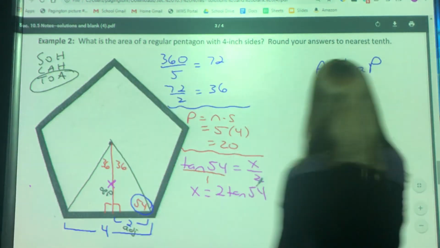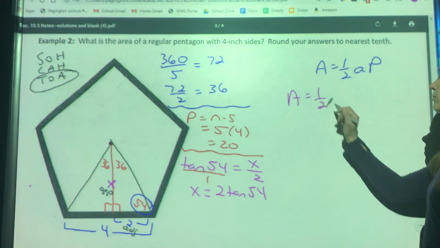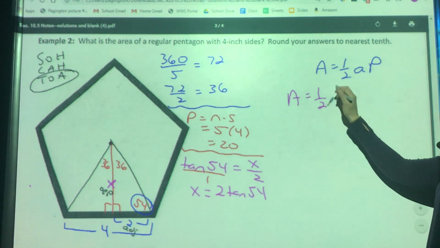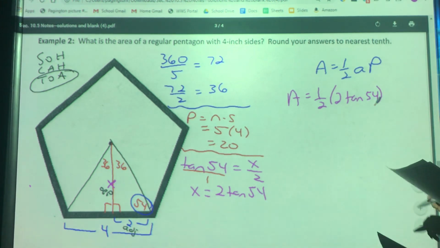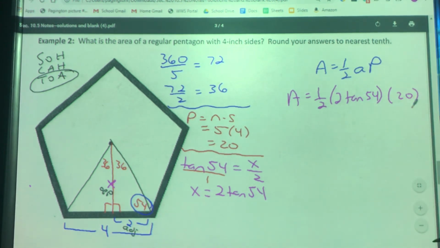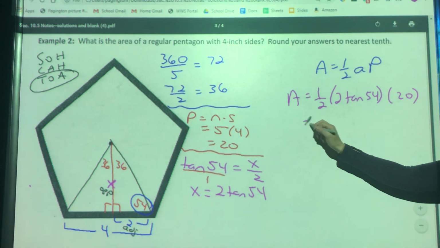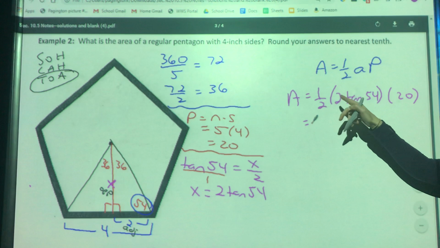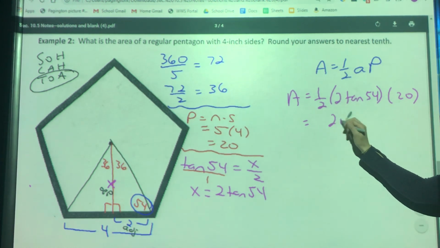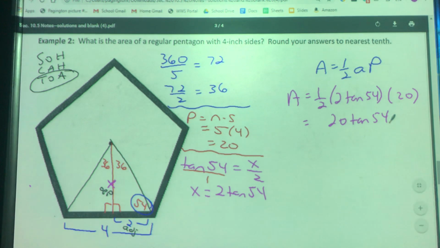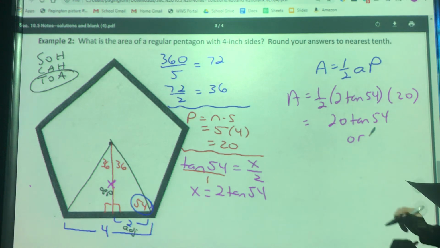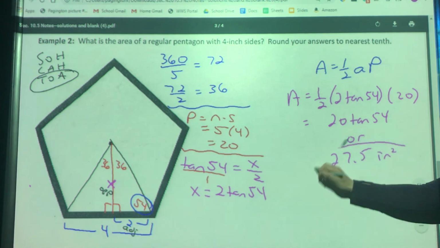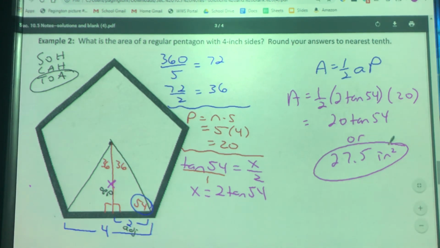So if I go up here, I can plug in what I know. Got my 1/2. My apothem that I just found is 2 tangent of 54. My perimeter I already found was 20. And if I go ahead and multiply that out and leave it in exact form first, 1/2 times 2 times 20 gives me 20 tangent of 54. Okay, but the directions say to round it to the nearest tenth. So if I plug that in my calculator to the nearest tenth, then I get 27.5, and that is inches squared. Okay, so that gives us the area of that pentagon.